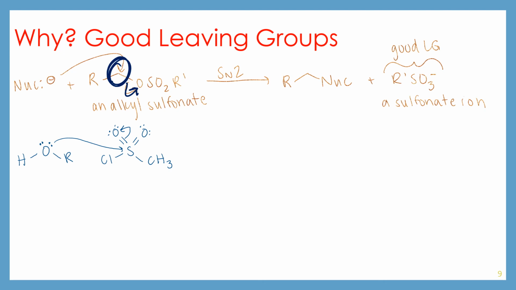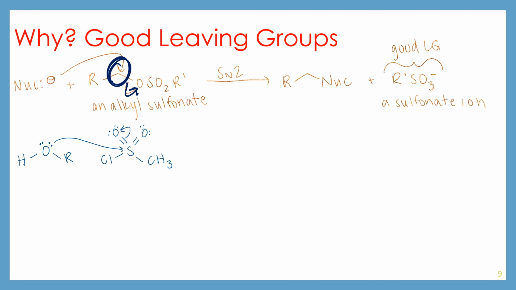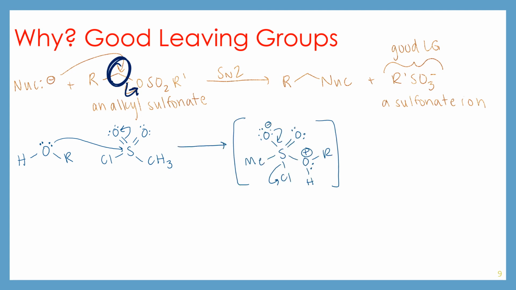So I'm going to show you real fast the mechanism for tosylation or mesylation or triflation. So reacting an alcohol with, in this case, the mesyl group, mesyl chloride, the alcohol oxygen attacks the sulfur. You push the electrons from the double bond up onto the oxygen. And then you end up with this intermediate here. It looks a lot more complex than it actually is.